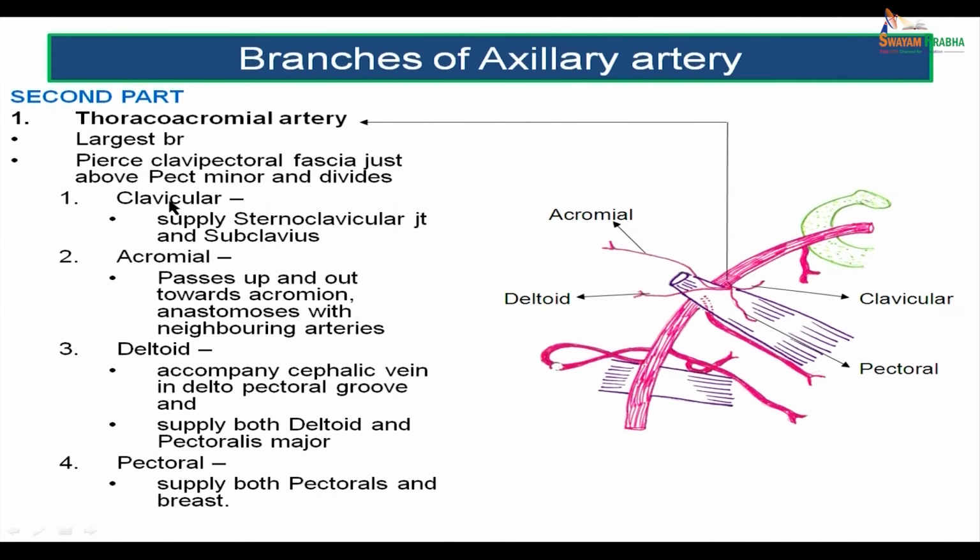The clavicular branch supplies the sternoclavicular joint and the subclavius muscle. The acromial branch passes up and out towards the acromion and anastomoses with the neighboring arteries. The deltoid branch accompanies the cephalic vein in the deltopectoral groove and supplies deltoid and pectoralis major. The pectoral branch supplies both the pectoral muscles, pectoralis major and pectoralis minor, and also supplies the breast tissue.